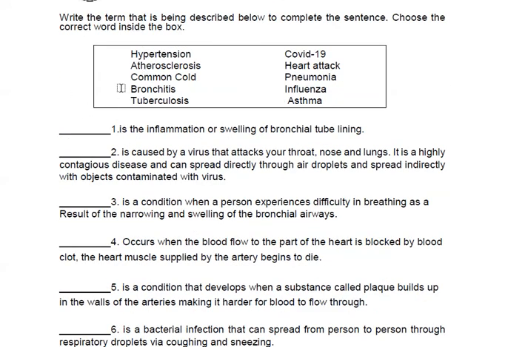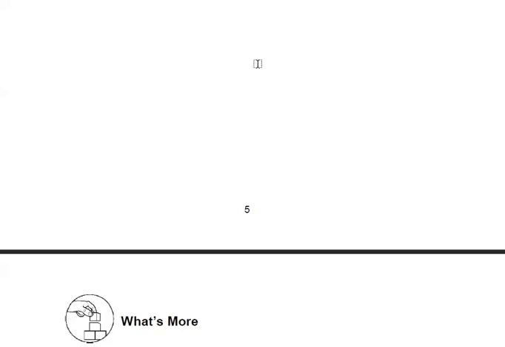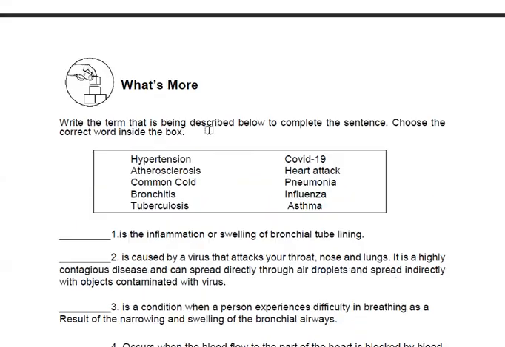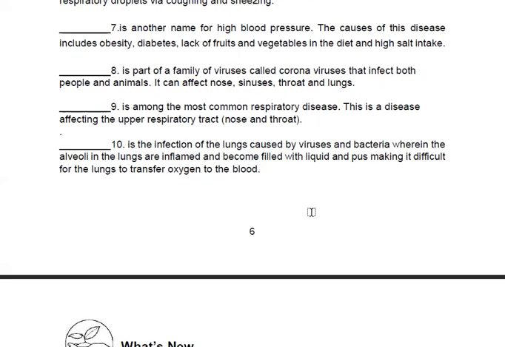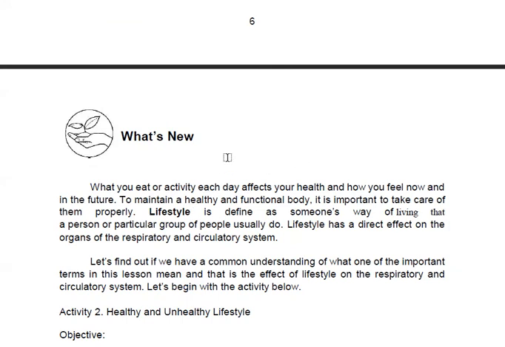You just have to choose the correct word inside the box to complete the sentence being described. So, number 1. Blank is the inflammation or swelling of the bronchial tube lining. You just choose which one of these is the answer. Now, the diseases that are here are for both circulatory and respiratory diseases. So, where can you find what they mean? It was in the reading earlier. That's why it's important to read everything on pages 1 to 5. And after doing this, you can proceed to Activity number 2.